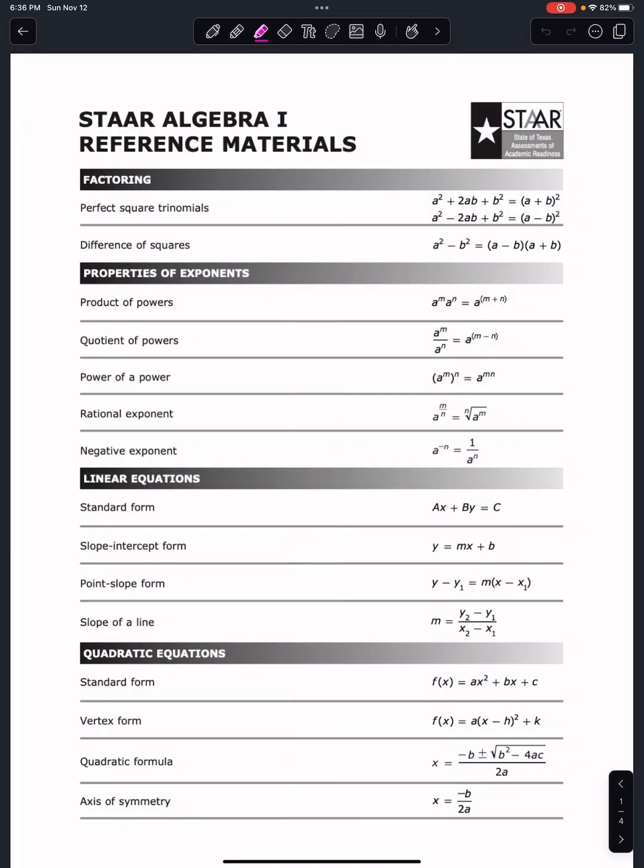What's up, my people? In this video, we will be finding the slope of a line given 2 points. But let's refresh our memory really quick. We've already done the slope-intercept form. We've got this formula already.